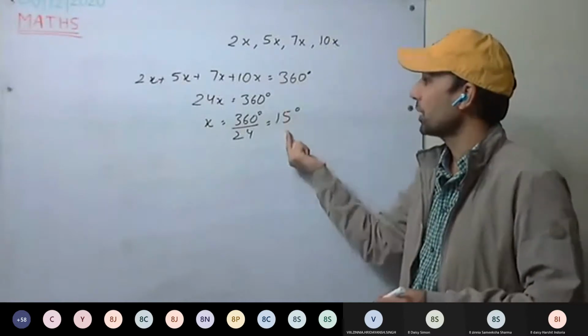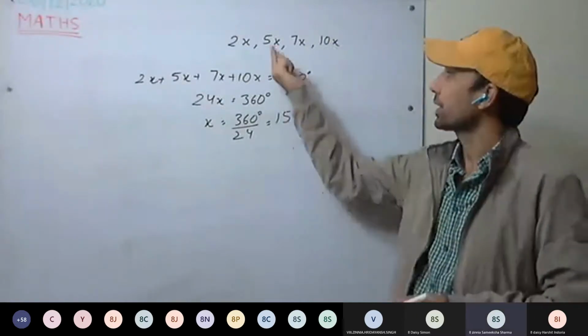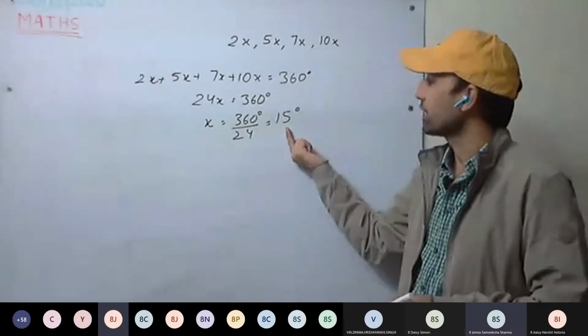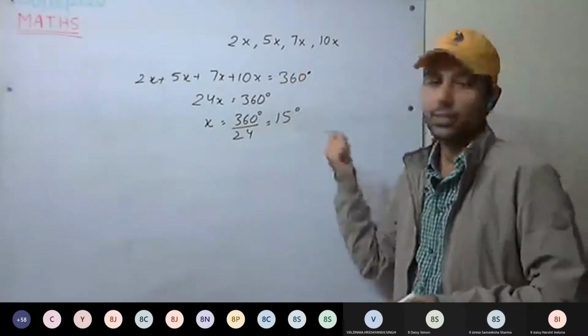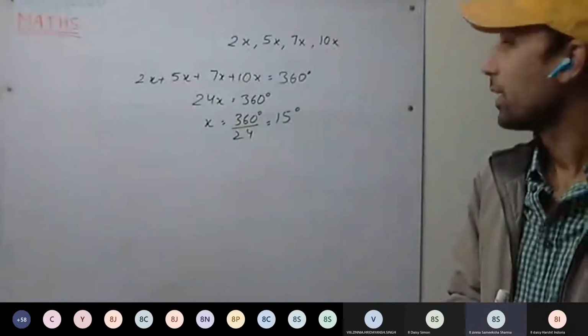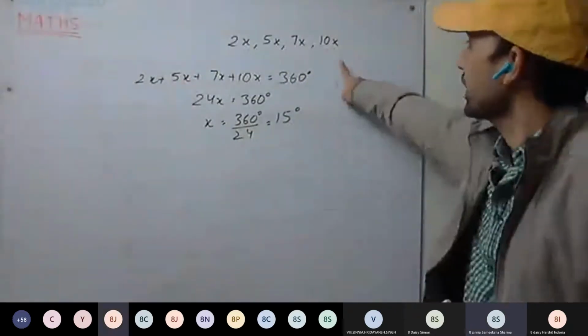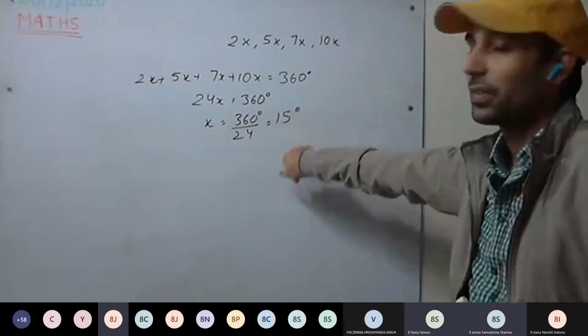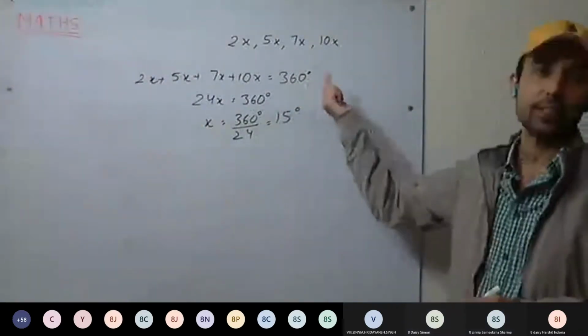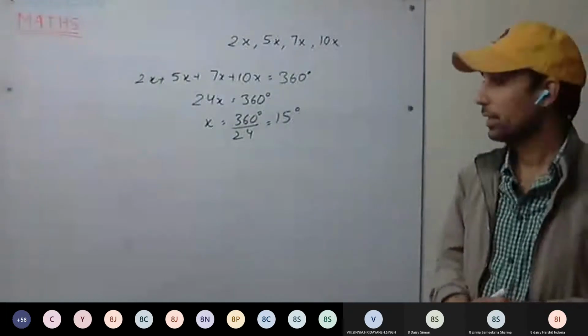Now the first angle will be how much? 30 degrees. Second, 75 degrees. Third angle, 105 degrees. And fourth angle, 150 degrees. And the sum of the angles must be 360 degrees. You can check that.